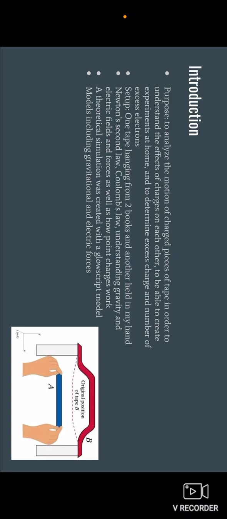Now the setup was you had one piece of tape hanging from two elevated surfaces and the other one was held in hand. To understand all the concepts for this, you needed to understand Newton's second law, Coulomb's law, and pretty much just understanding how gravity and electric fields work, especially in terms of point charges. And in order to model this, we also used a GlowScript model.